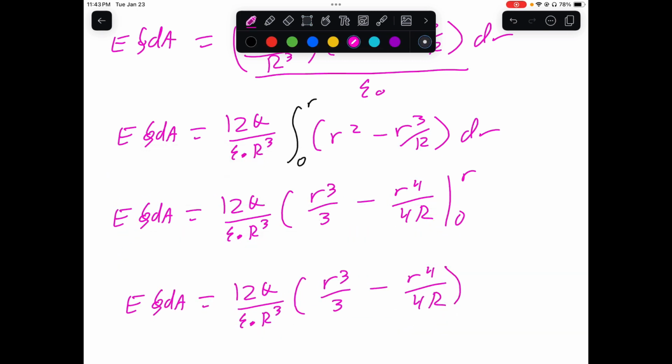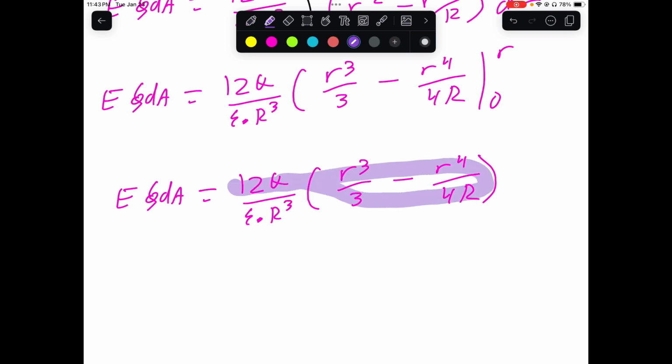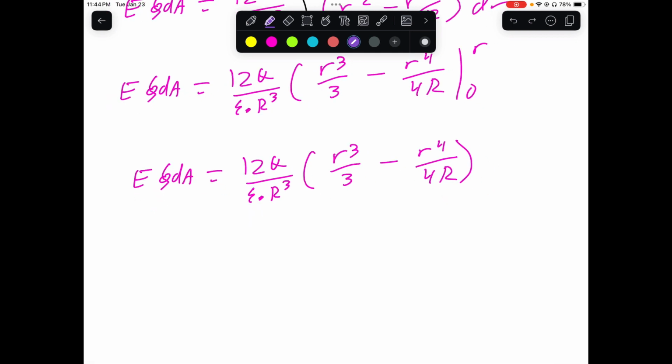Okay, so this mess here really just says E dA is equal to all this, which is Q over epsilon naught. It's really just large Q times some function with little r's and big R's over epsilon naught. Great. Let's do Gauss's law. As we move from the center outwards, 4 pi r squared is equal to this.